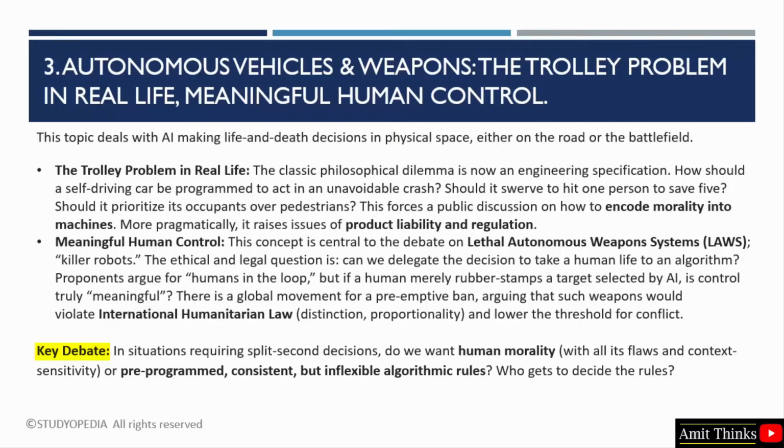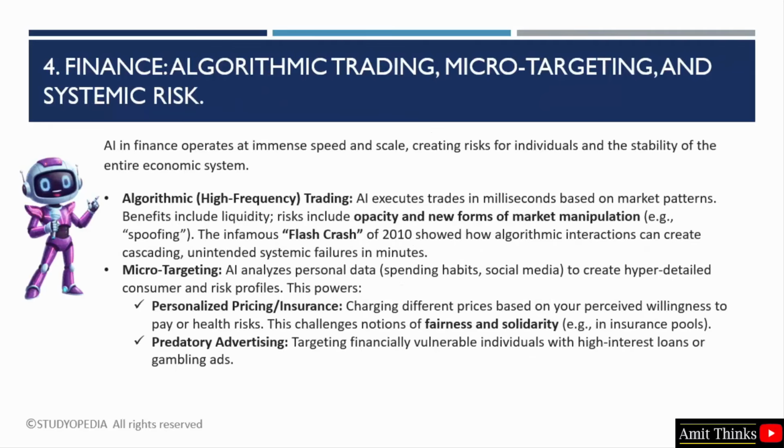Here the key debate is in split second decisions, do we trust flawed human judgment or rigid algorithmic rules? And who defines those rules? The last one is finance. AI in finance moves fast and at scale, posing risk to individuals and the broader economy.